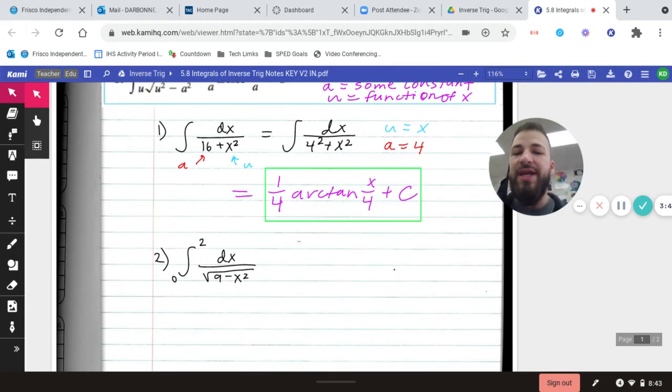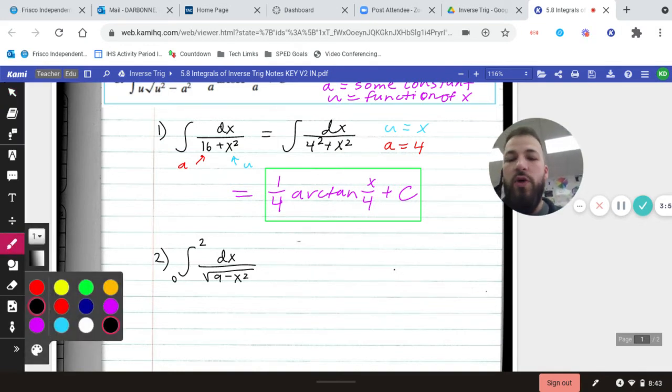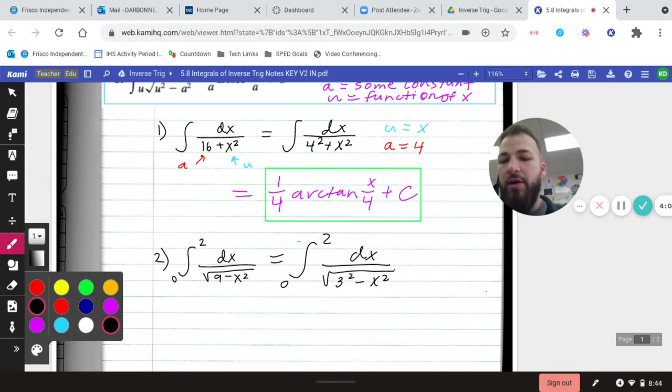So the setup's all there. I just need to change my 9 to be my a squared. And x squared is already x squared. So that's good to go. So before I integrate this, I can change this to be the integral from 0 to 2 of dx over the square root of 3 squared minus x squared. And y'all might have already noticed, really this is an extra step. If you can see that 9 is going to be 3 squared, you can just jump straight to your integral. You don't have to go through this rewriting step if you don't want to.